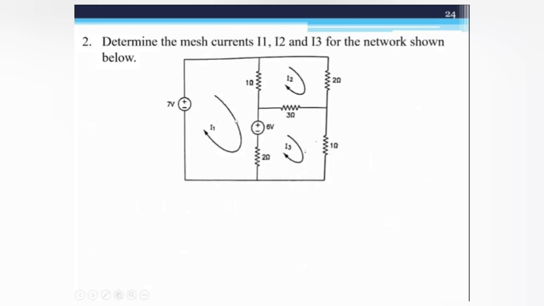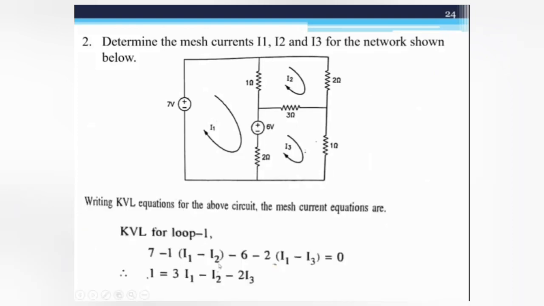So first of all, we write the equation for this first loop. It is 7 minus 6, because 6 from the 6 volt battery, it is positive to negative. Therefore, it is minus 6 equal to 1 into I1 minus I2 plus 2 into I1 minus I3. This is for the first loop. So our first equation is 1 equal to 3I1 minus I2 minus 2I3.